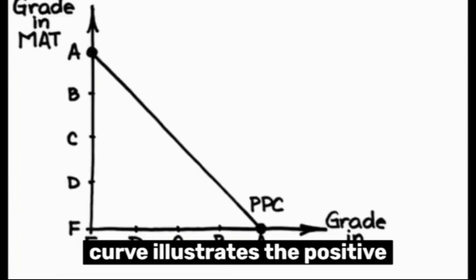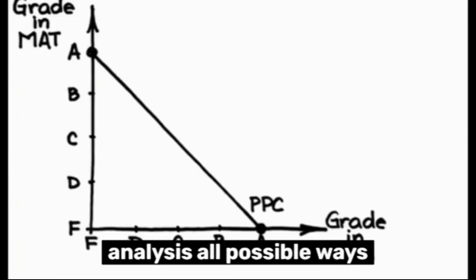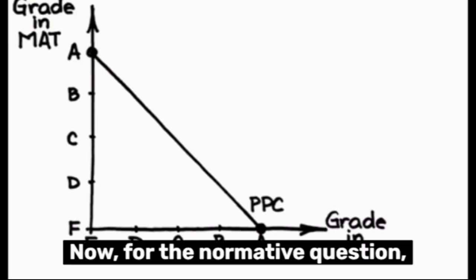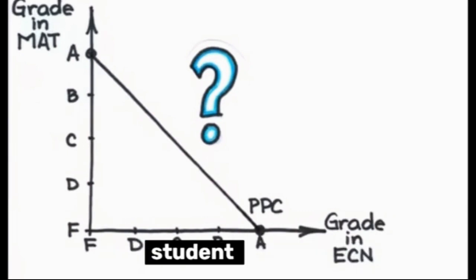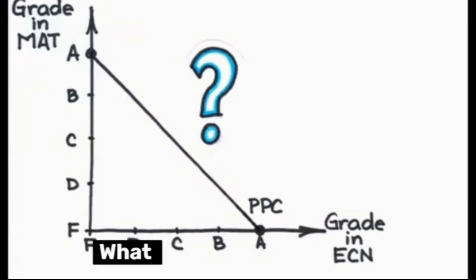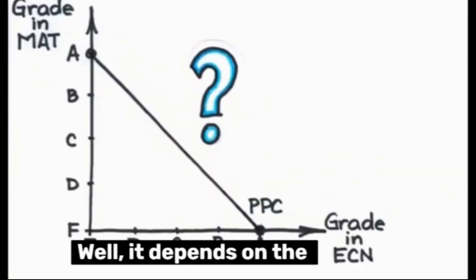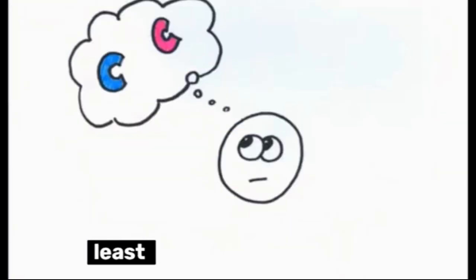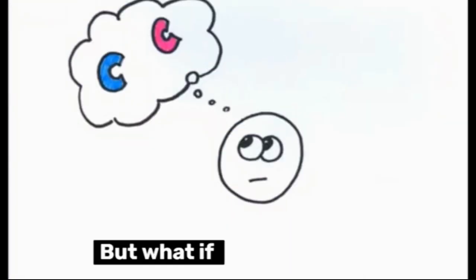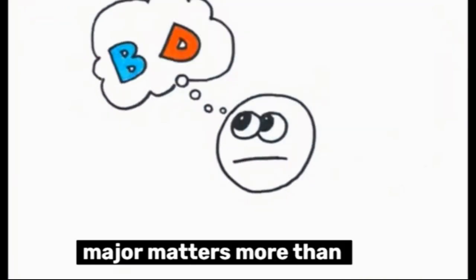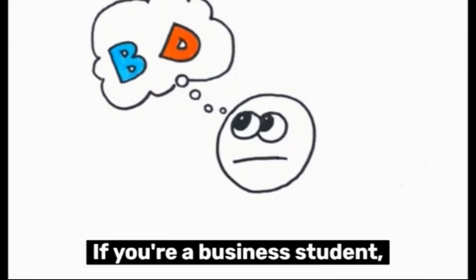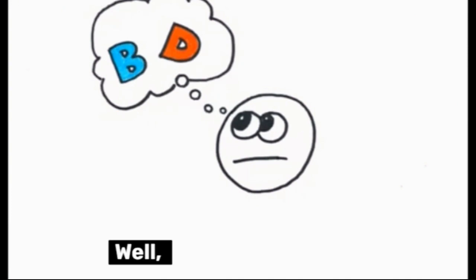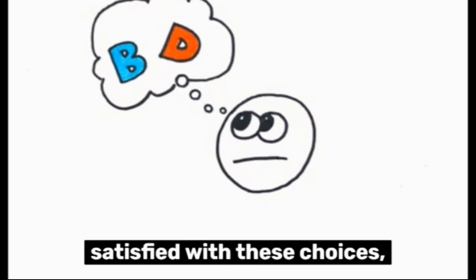The production possibilities curve illustrates the positive analysis, all possible ways in which the student can choose to use his or her time. Now for the normative question, what combination will the student choose? What point will the student choose? Well, it depends on the decision maker. A student might choose a C in both classes because at least they'd be passing both classes, but what if the GPA in your major matters more than your overall GPA? If you're a business student, you might choose a B or an A in economics then over a passing grade in math.